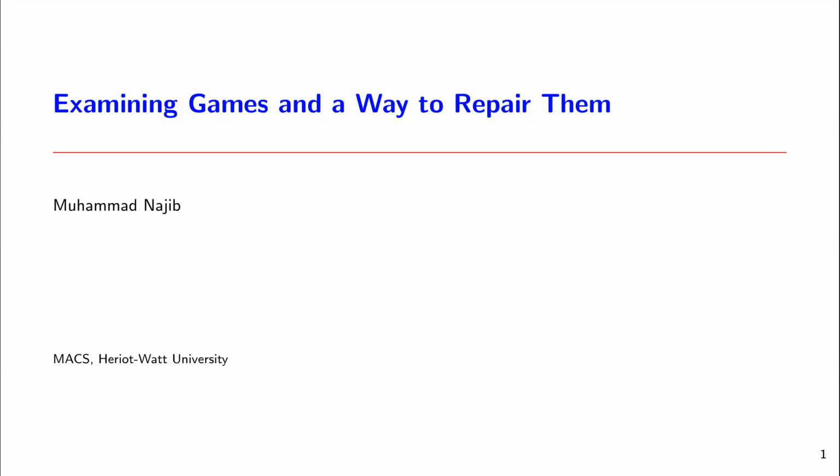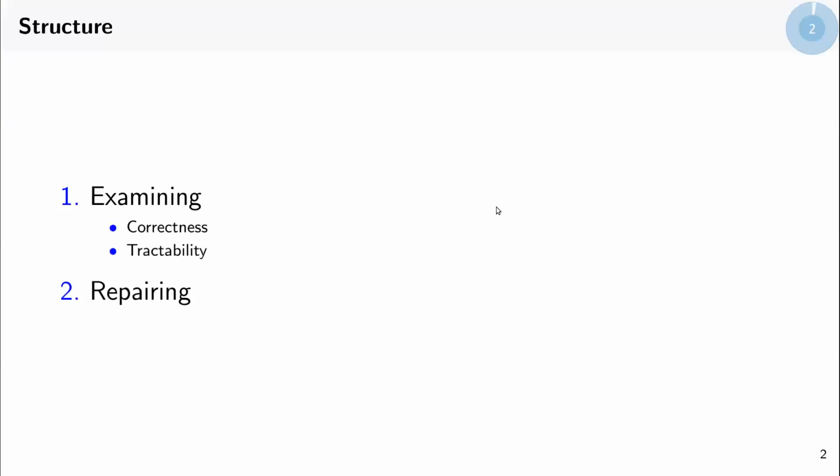So the title of this talk is Examining Games and a Way to Repair Them. This talk will be mostly high level, but sometimes I will go deeper, so apologies if it's too esoteric for some here. The structure will be two parts. The first part is the examining part, and I will talk about the correctness problem and the tractability problem. And the second part is repairing.